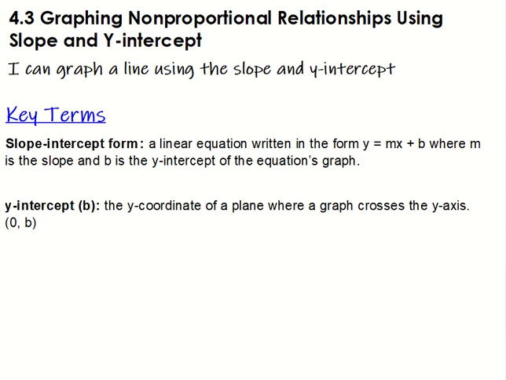We're going to talk about graphing non-proportional relationships using the slope and the y-intercept. We're going to graph these without making a table and without plotting points from the table. Before, we made a table of an equation and then plotted the points from that table onto a graph. Now we're going to graph just by looking at a slope and a y-intercept when the equation is in slope-intercept form. So let's just get right to it.